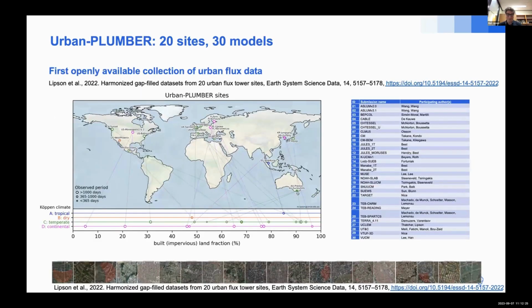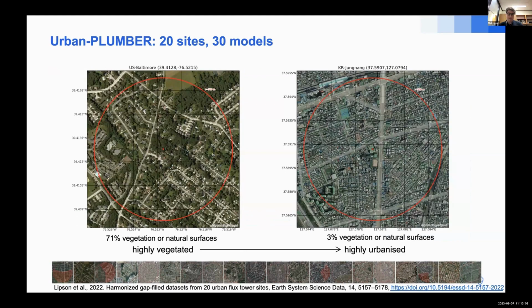So now quickly jumping to Urban-PLUMBER. 20 sites, 30 models. It's continuing out of Gab's work, so I won't go into the methods, but one of the first problems that we had in this project was that, from what I understand, there's only one urban site in all of FLUXNET. So we had to talk to a lot of observational groups and convince them to open their flux tower data, release it openly, and apply quality control and gap filling processes. That's the first big output of this project: a new, harmonized collection of urban flux tower data sets across the world. They vary greatly in their urban types, from very low density to very high density sites. So it's a really useful data set for the urban community to start to evaluate models in the future.